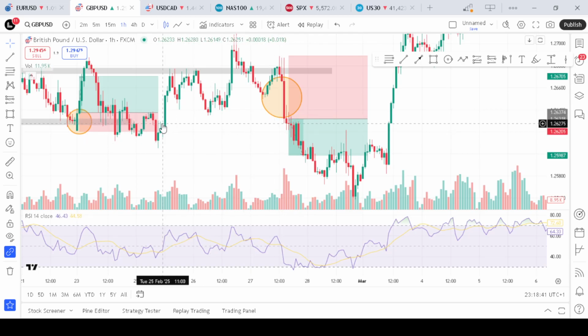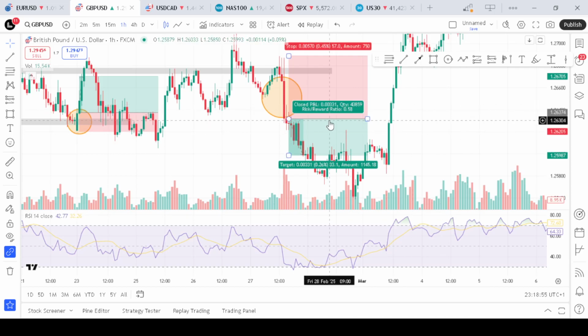Now we have to also monitor the market condition. We have to be aware of the broader market condition and news events that could impact price movement. This awareness ensures that your trades are aligned with the overall market sentiment.